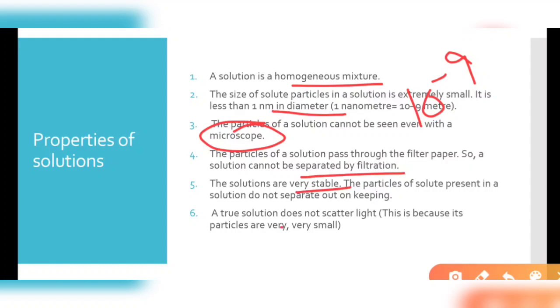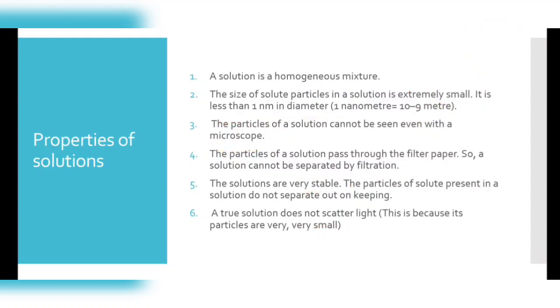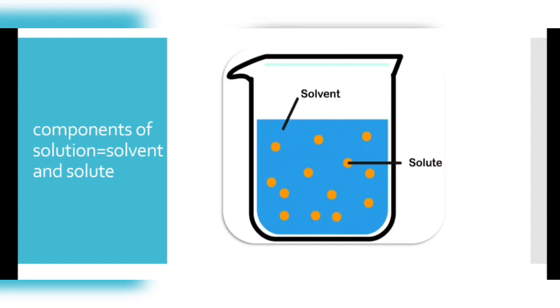And a true solution does not scatter light because the particles are very small. So when a beam of light falls on it, it is not able to scatter properly in the medium. So these are the properties of solutions, and these are homogeneous mixtures. But the properties also include one more point, that it is generally a mixture of two things.